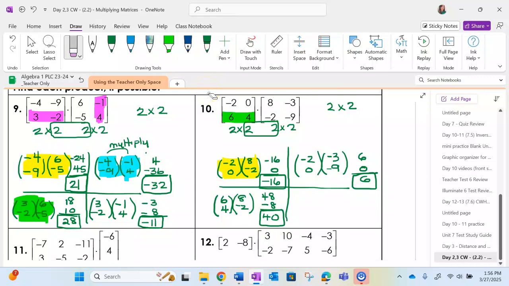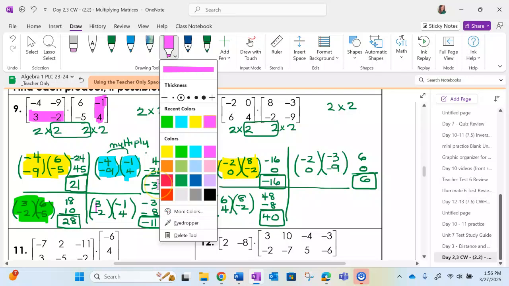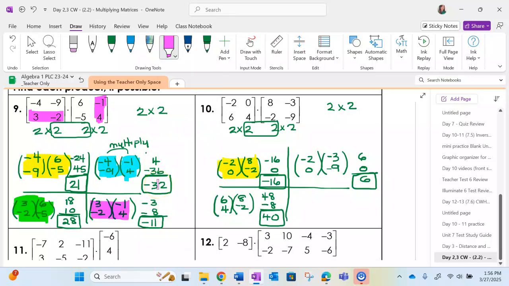All right, let's move on to the last one, which is row 2, column 2. I will do that one in purple. This might take a little bit of practice. So row 2 is 6, 4. Column 2 is negative 3 and negative 9. Multiply. Negative 18 minus 36, and you get negative 54. And there is my answer.